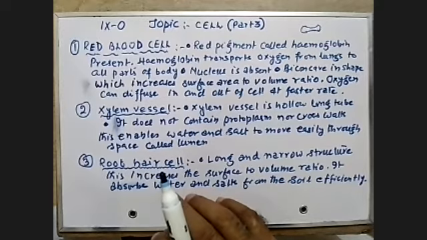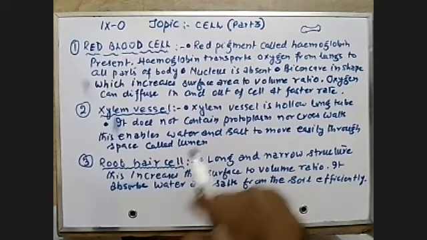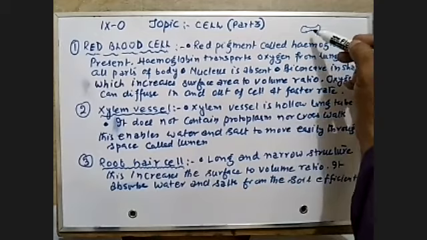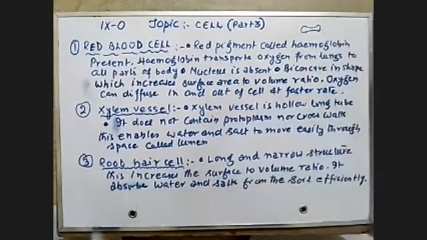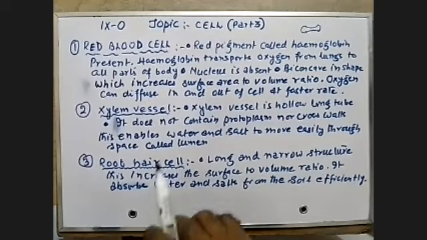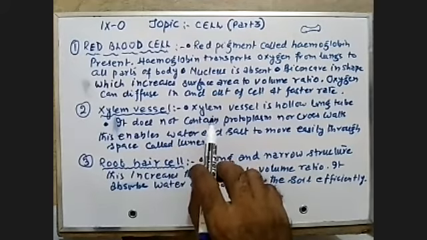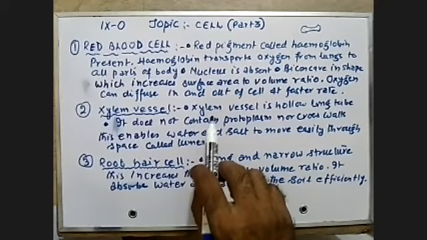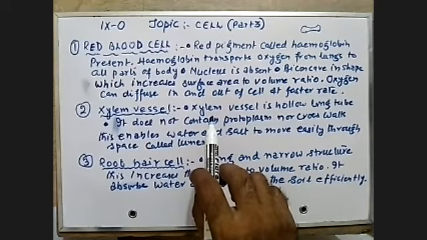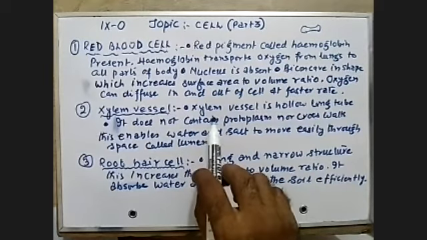Next adaptation is they are biconcave in shape, thin at the center, thick at the edge. So with this biconcave shape, the surface area to volume ratio increases. When the surface area to volume ratio increases, what happens? Oxygen can diffuse in and out of the cell at a faster rate. So this is the reason for this adaptation. Red blood cells become an excellent transport agent for the transport of oxygen.